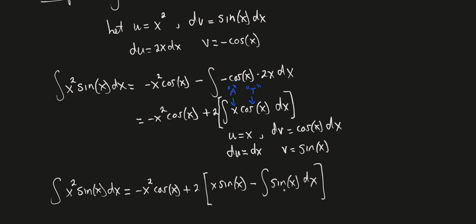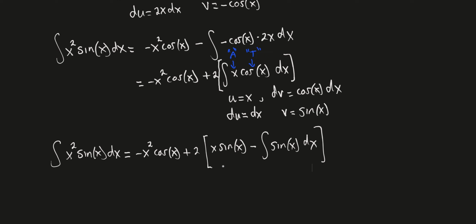And then let's look at what we have. We now have an integral that's relatively easy. We know how to integrate our sine function. So let's put it all together and see what our final answer is. We have negative x squared cosine of x plus 2. Now I'll keep the square brackets for now. Let's evaluate this and then at the end distribute the 2. This 2 is going to multiply everything in the square brackets, right? So we'll have x times the sine of x.